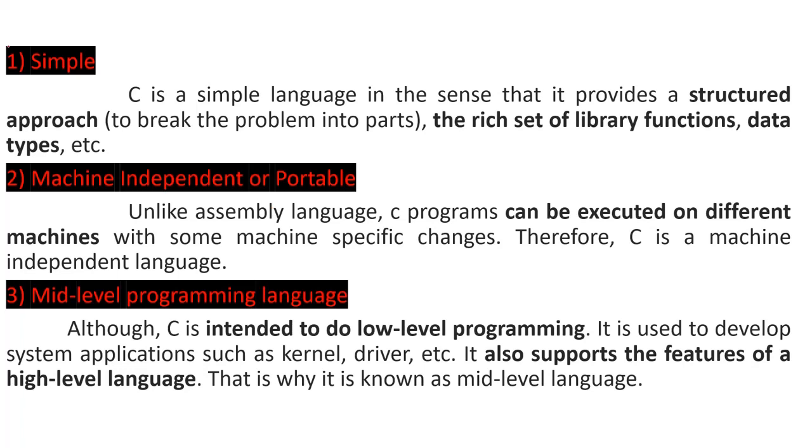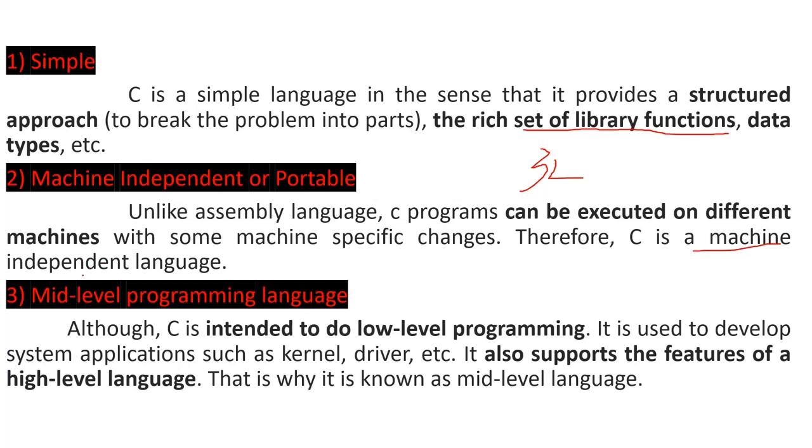Firstly, simple. C language is a simple language, and it is a structured programming language. So it is used to break the problem into parts. So it can be simple. It also has a rich set of library functions and data types. As we know, C has 32 library functions. C is also called machine independent language. Unlike assembly language, a C program can be executed on different machines with only specific changes. So C is a machine independent programming language.